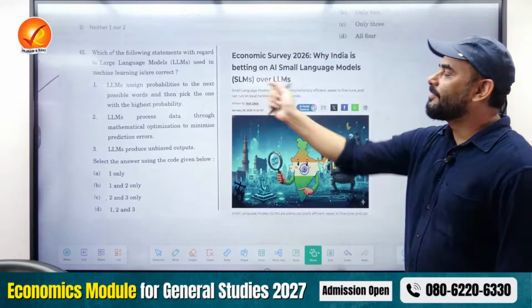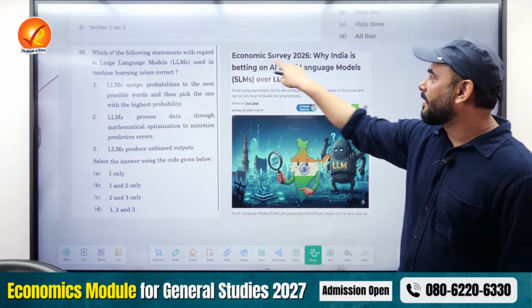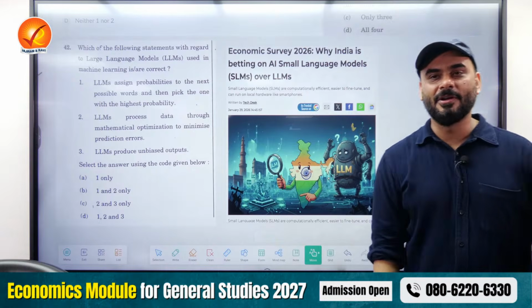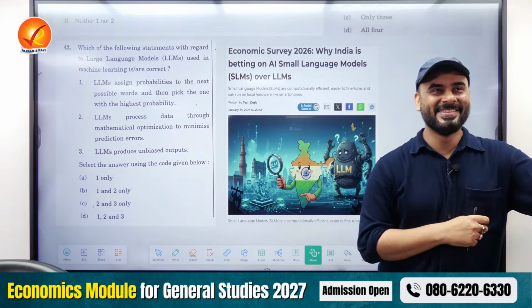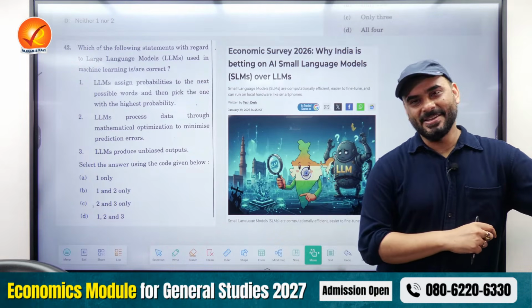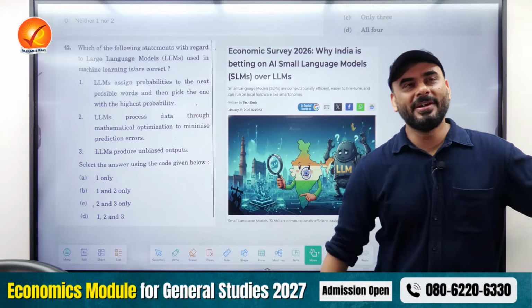But where did we see this? Why did UPSC ask the question? This is a 2026 question. Read Economic Survey 2026: why India is betting on AI small language models over LLMs. Oh, it came in the Economic Survey. Nice. So this is how you have to answer the question. 2027.